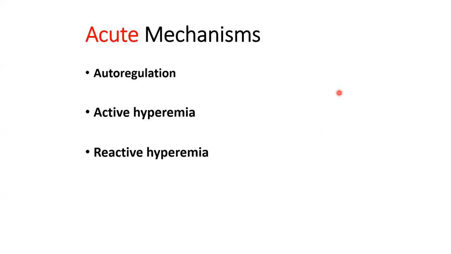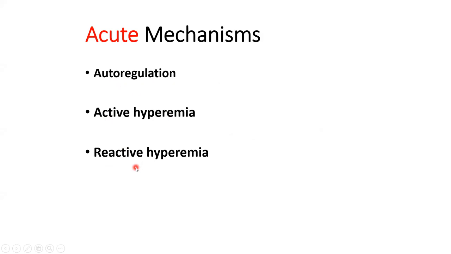so what are the acute mechanisms? Let's talk about this. Okay, so we were talking about acute mechanisms, and in acute mechanisms we study three mechanisms: autoregulation, active hyperemia, and reactive hyperemia.